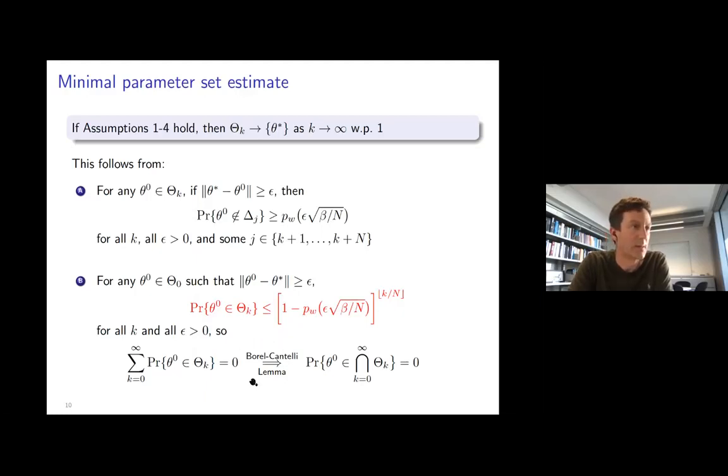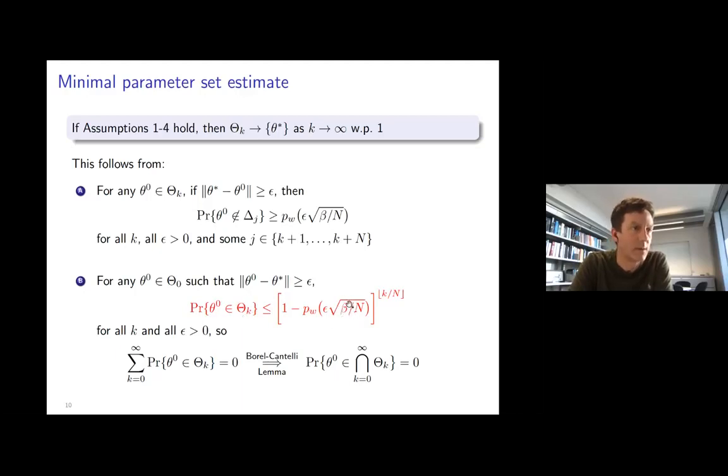And we can tighten this up using the Borel-Cantelli lemma to show that with probability 1, any parameter vector that's not actually equal to the true parameter vector will be excluded from the parameter set estimate.